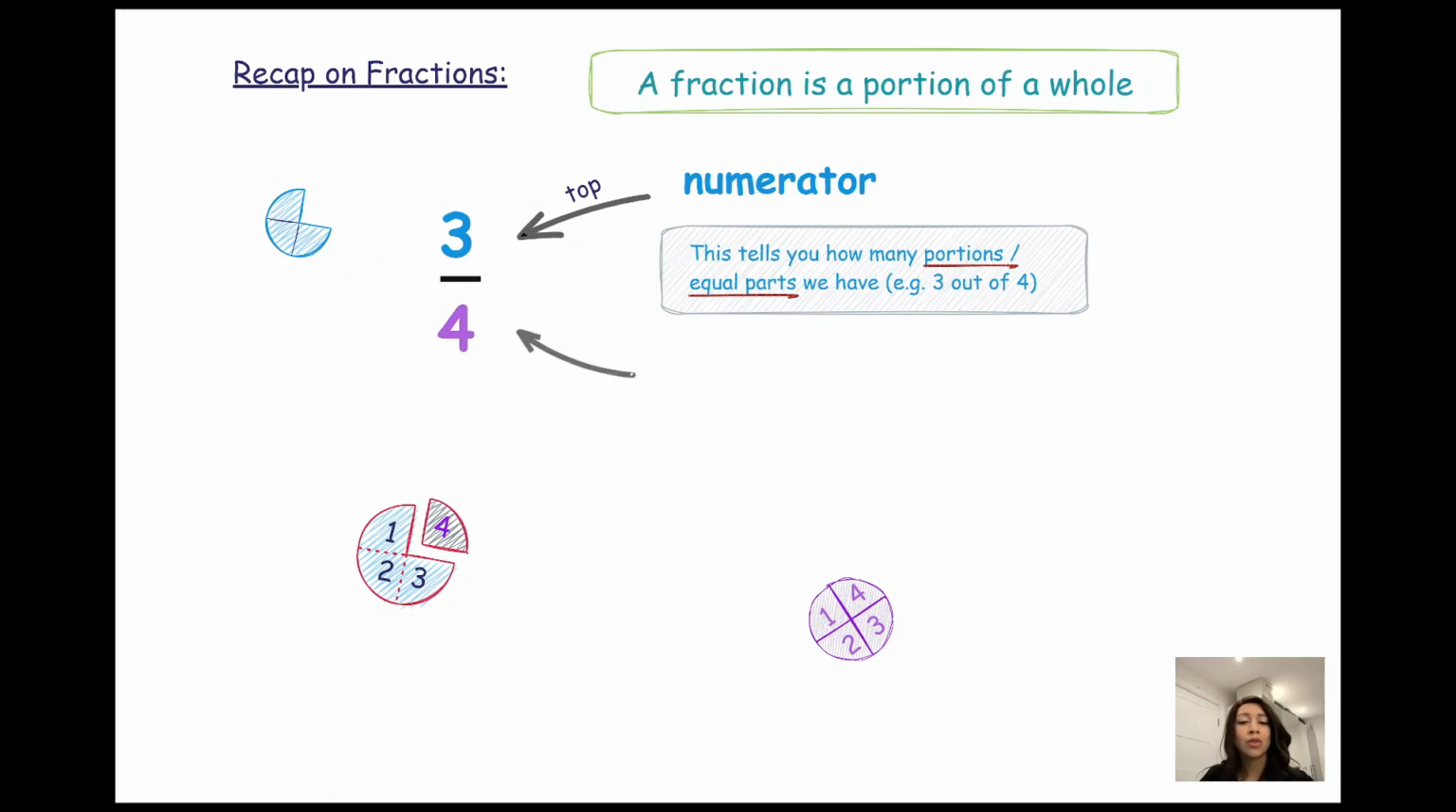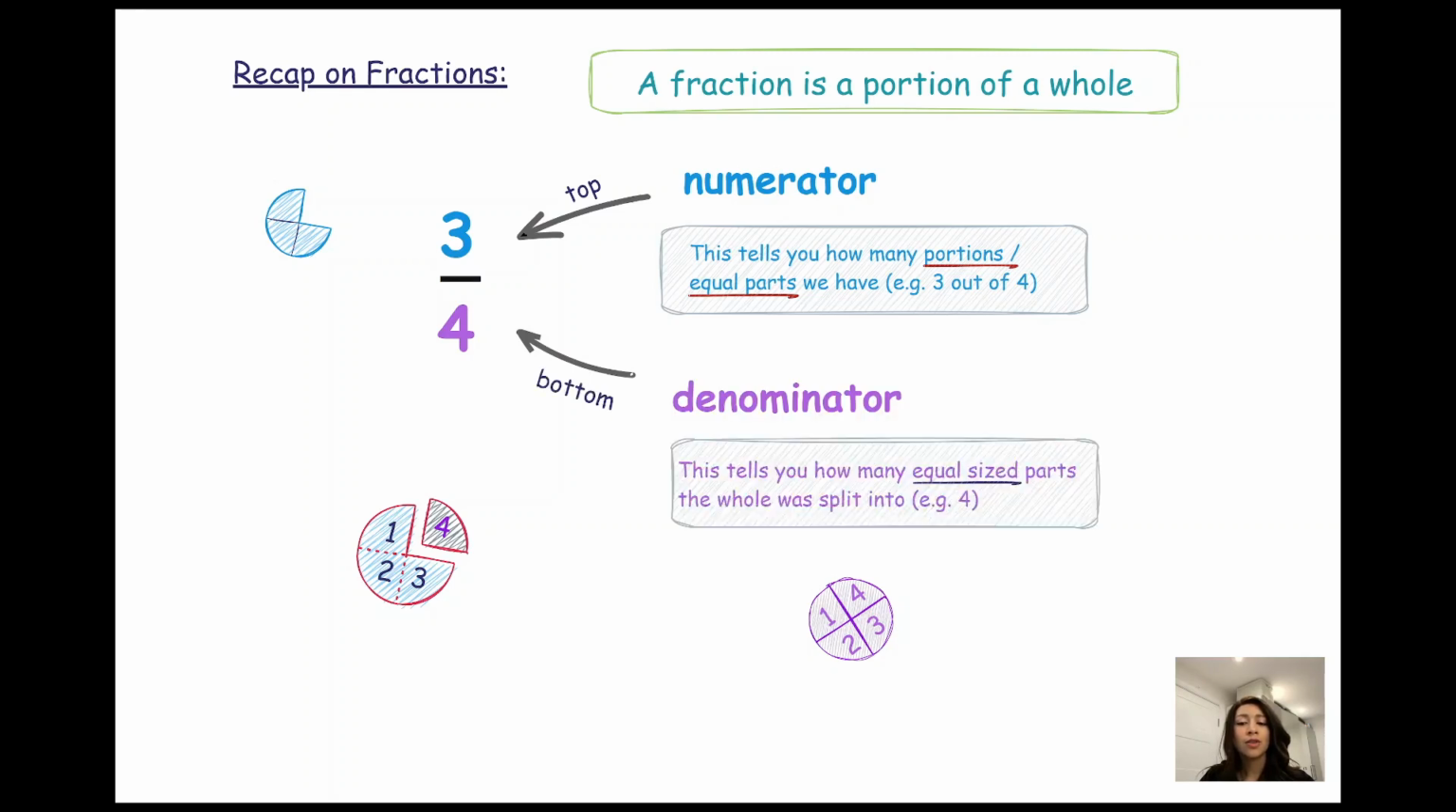The number at the bottom is the denominator. This tells you how many equal-sized parts the whole was split into. So in this example, the whole was split into 4 equal parts. Remember, a fraction is a portion of a whole.